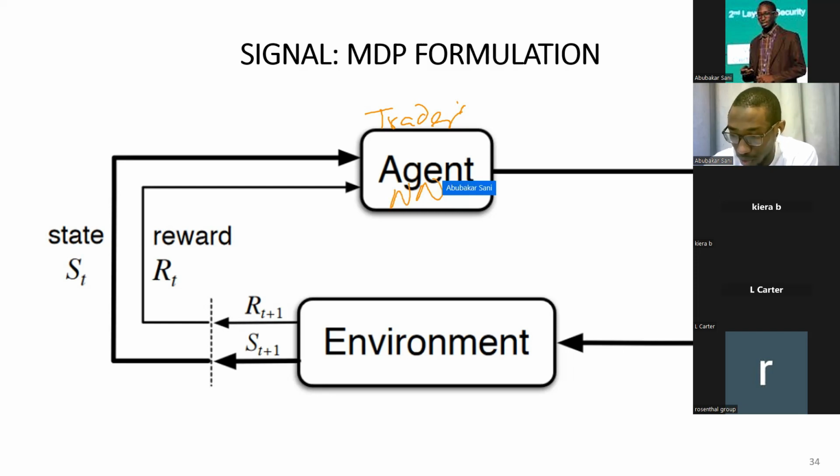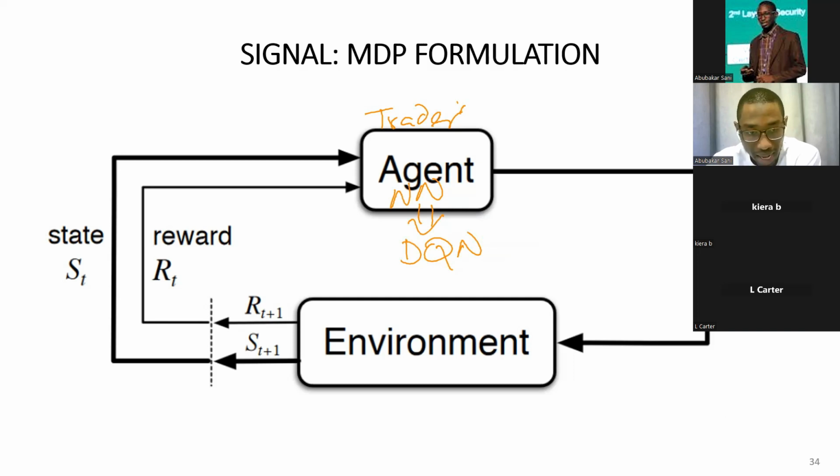There are many types, but the one that I will use is called DQN, Deep Q network. This is the type of agent I'm going to use.